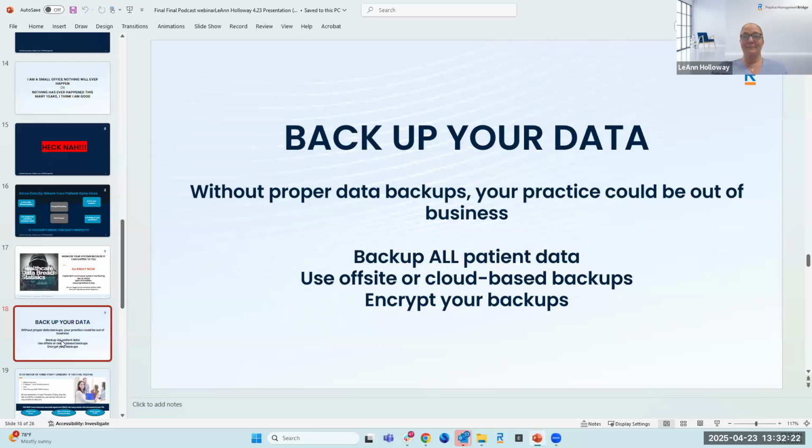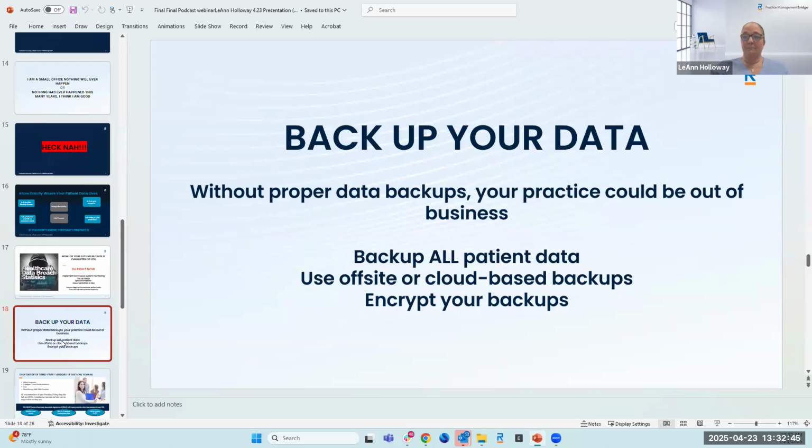Let's think about that for a second. Before that could ever happen, here's what you need to do. Back up all the patient data regularly and test those backups. A lot of you, I already know, I'm already saying things that you know because you probably already have backups. You're already doing that, but have you tested those?